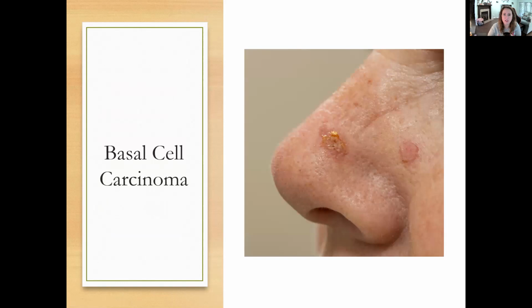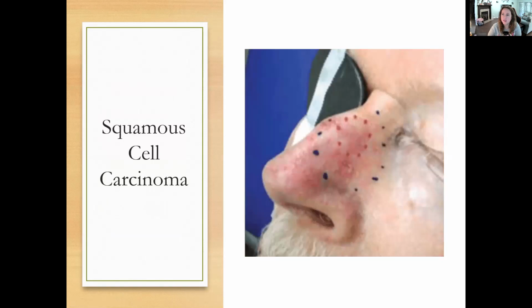This is the most prevalent type, but rarely causes death and rarely metastasizes. It's going to appear as a small waxy nodule, can be shiny, flat, grayish, or yellow. And reoccurrence of these lesions are common. The treatment is excision and removal. Pretty easy. The squamous cell carcinoma is a malignant proliferation that arises from the dermis or the epidermis.